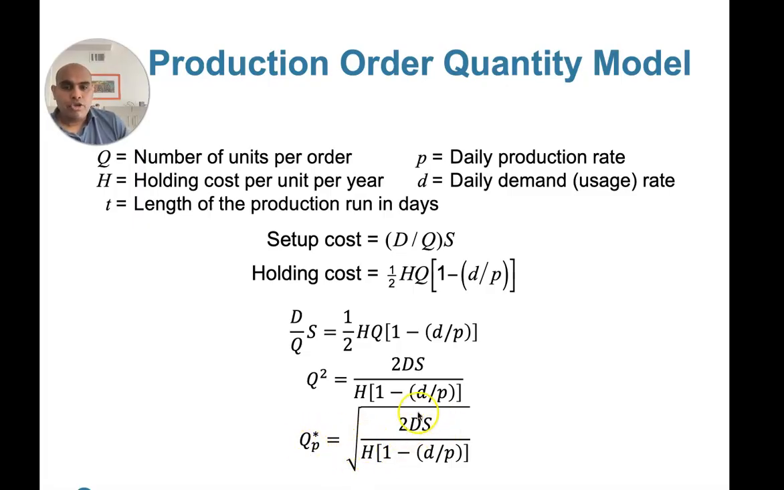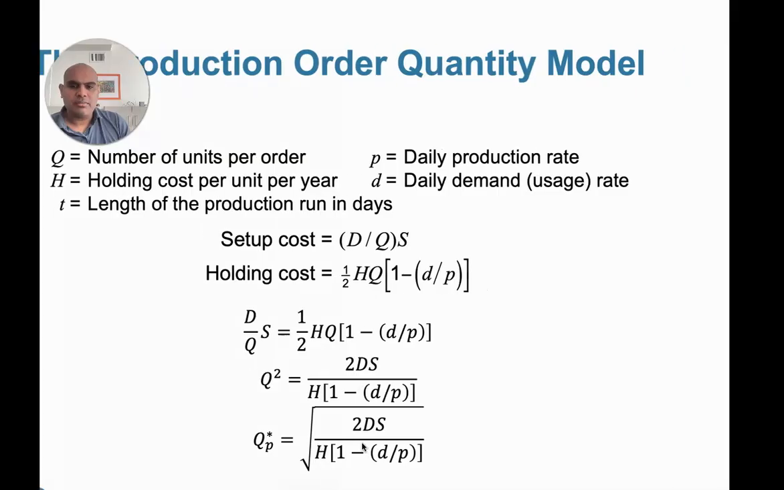Now, again, if you compare this formula with the EOQ formula, the EOQ formula is the square root of 2 times D times S over H. The only difference is that with holding costs, you now have this extra expression because you're not holding as much inventory. You're holding less because you're producing and using in the initial part of the cycle by yourself, right? And that's the main difference. So this is how much you should produce for each production run. That's the production order quantity model.